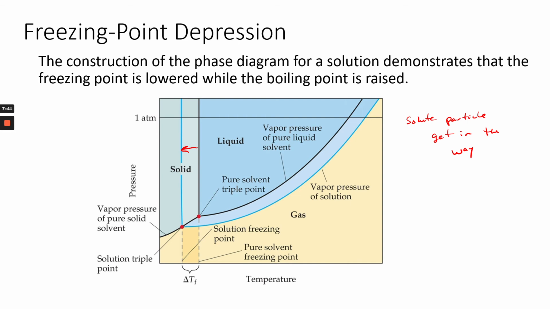Let's say here's our solvent, and here's our solute in the middle. We want to freeze, so these two guys want to get as close to each other as possible, but this guy's in the way. So you have to actually go to even colder temperatures to kind of freeze it in place.